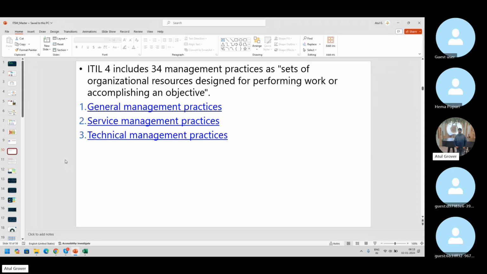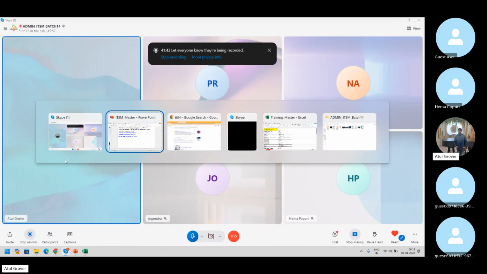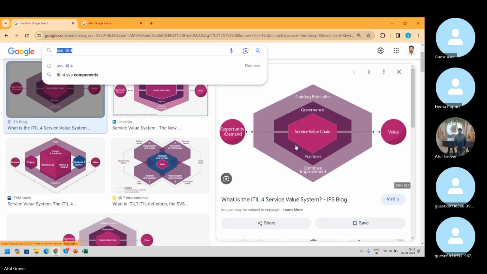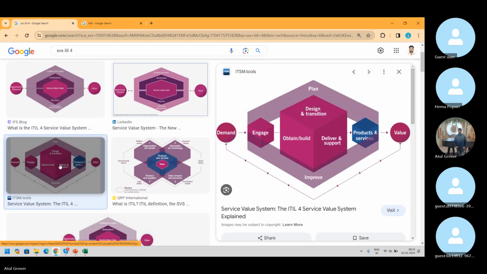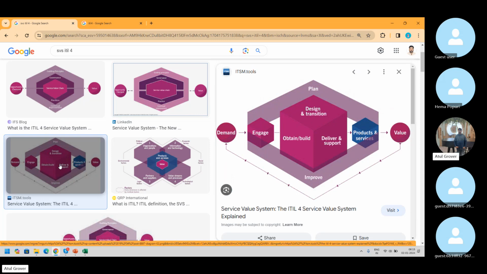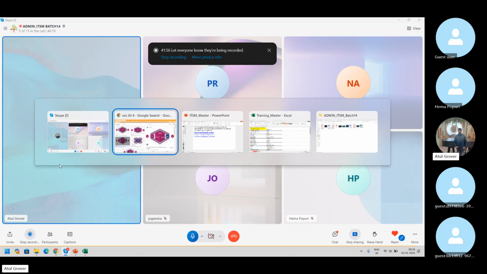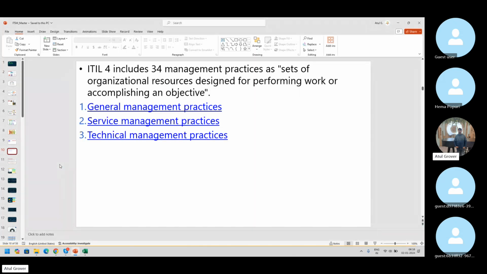So now, once we've done this part, what is called SVC? Service value chain, right? This one, service value chain. ITIL4 says that you know how to work together. You know what is value. You know what is service. Now, the work you have to do, the processes you have to do, let me divide that into three sections.